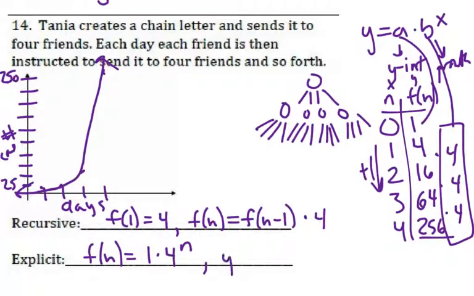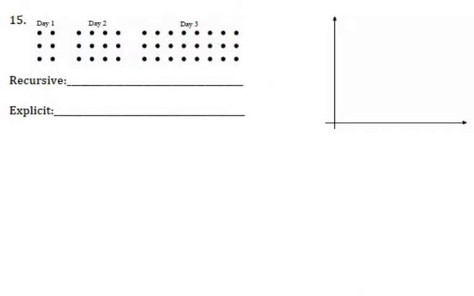You may have written it y equals 1 times 4 to the x, same thing. Okay, you may even write it as f of n equals 4 to the n. You may have said timesing by 1 doesn't do anything, so we leave it out. Either one of those works. Okay, so a little more difficult, but we're still doing the same exact process. Follows that same idea. Okay, let's take a look at one more.